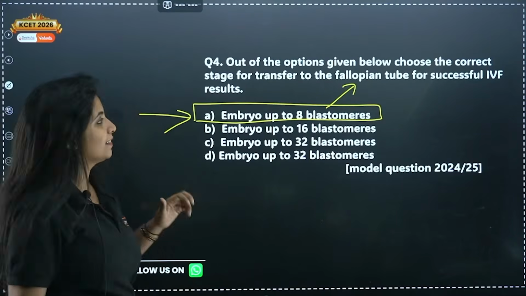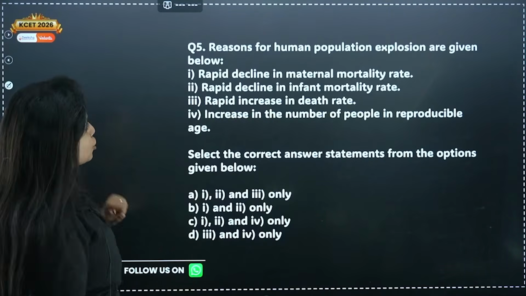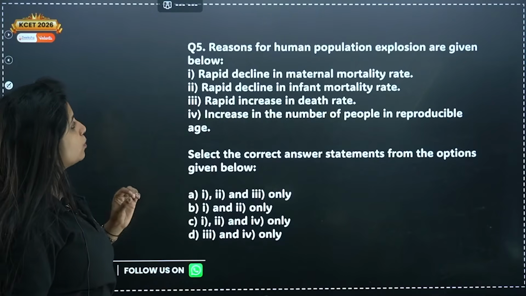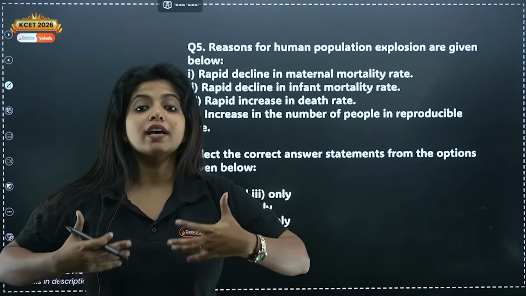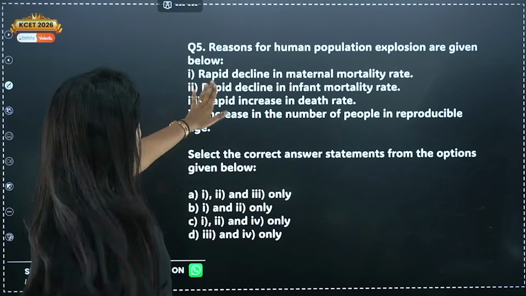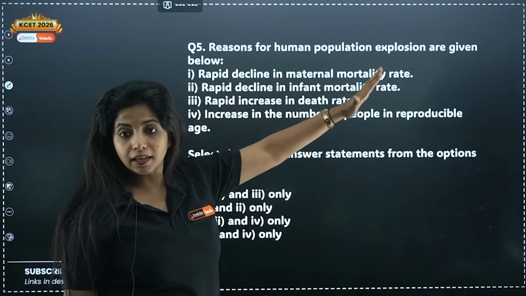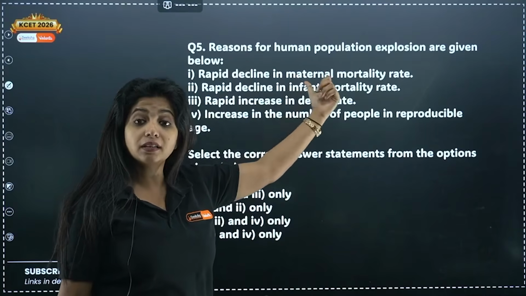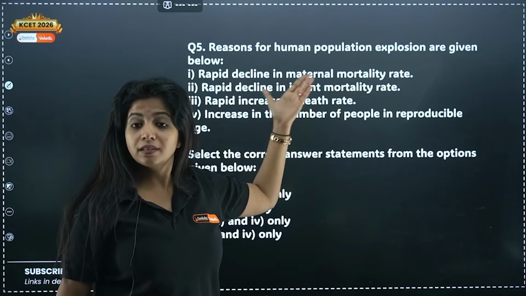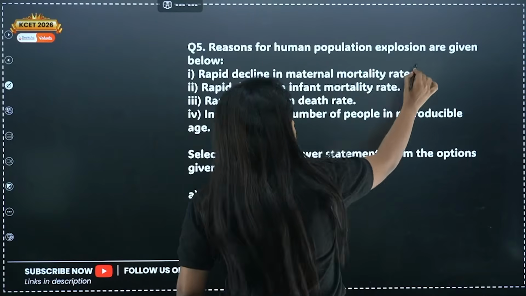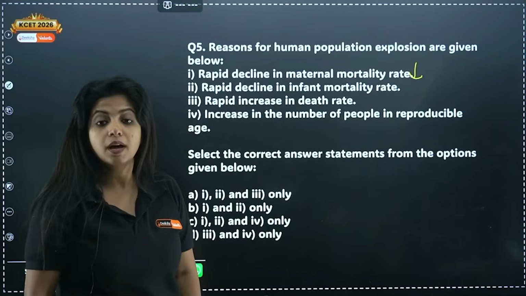Okay, fine. Next question. Reasons for human population explosion are given below. The reasons for the human population to grow so much are given below. Rapid decline in maternal mortality rate. Maternal mortality means mother's death rate. So there is a decline in mother's death rate. Mothers are dying less. That means obviously population is going to increase. It's good news, but yes, it is leading to population increase.